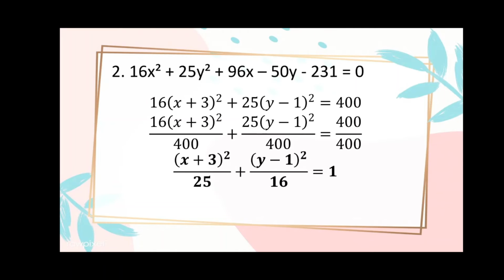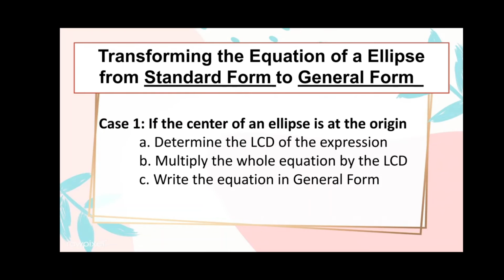Earlier, you learned how to transform the equation of an ellipse from general form to standard form. This time, we need to transform the equation of an ellipse from standard form to general form. For our case number 1, we need to follow 3 steps if the center of an ellipse is at the origin. Step number 1 is for you to determine the LCD of the expression. Step number 2 is to multiply the whole equation by the LCD, and step number 3 is to write the equation in general form. So let's have an example.